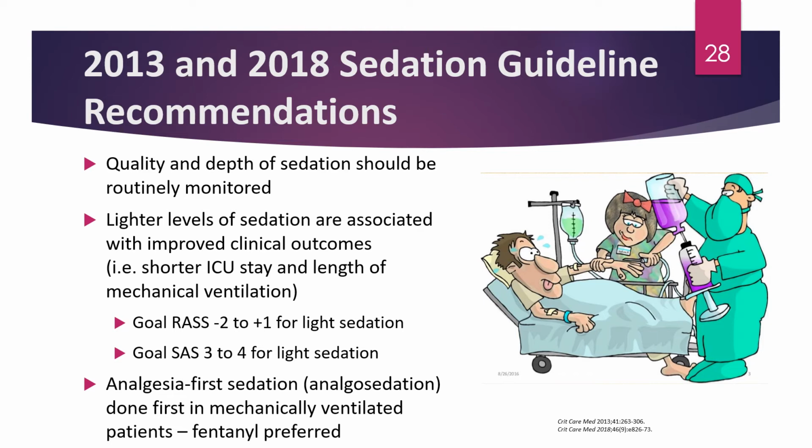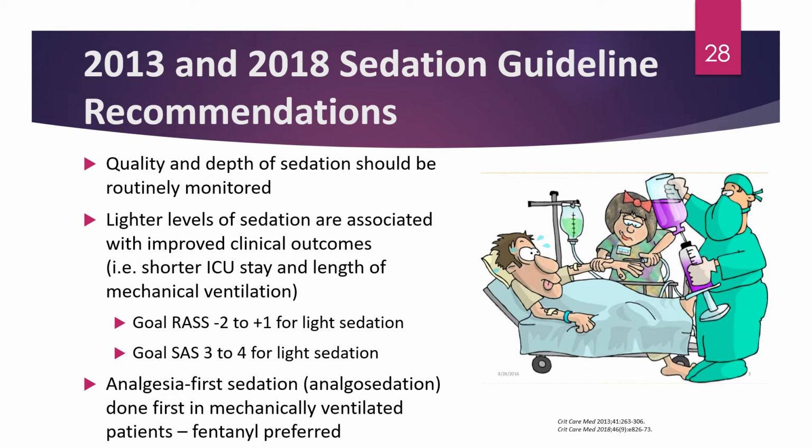So shorter ICU length of stay and shorter length of mechanical ventilation. Like we said before, our goal RASS is -2 to +1 for light sedation. And for SAS, it's 3 to 4 for light sedation. And that's another hint, star. Got to know those ranges.